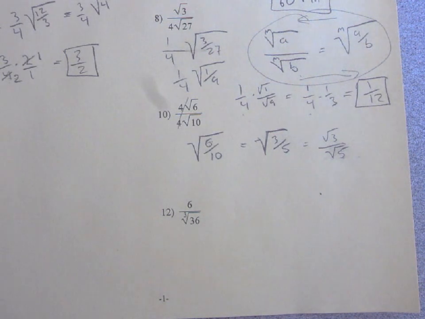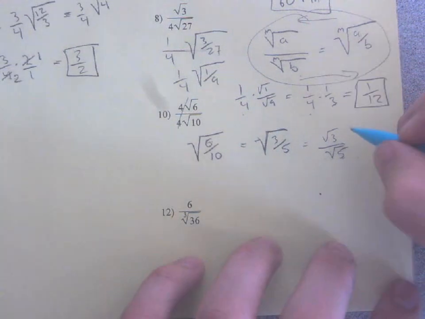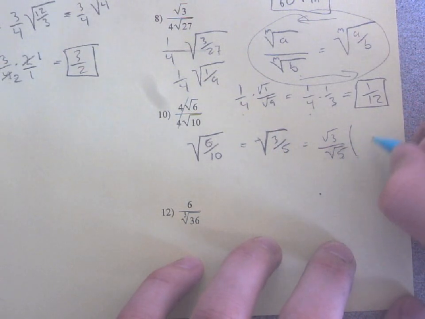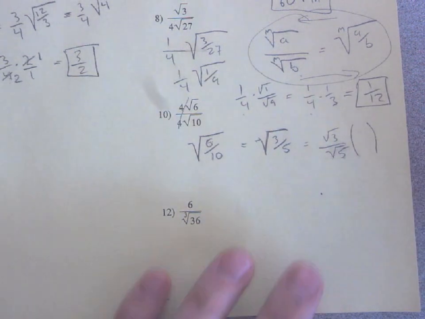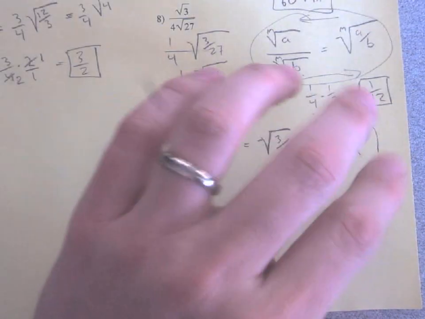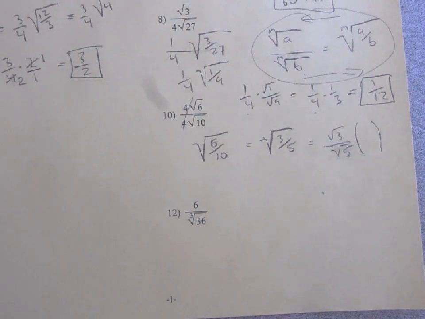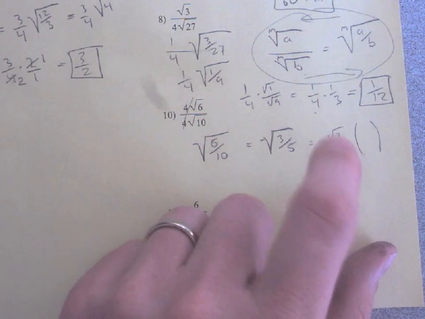So we're not gonna call it simplified until there's no irrational numbers in the denominator. So what we're gonna do is something kind of sneaky. We're gonna multiply by a form of 1. If we take a fraction and multiply by 1, then we don't change the value of the fraction. That's the identity property.